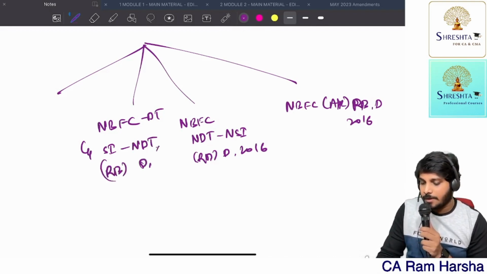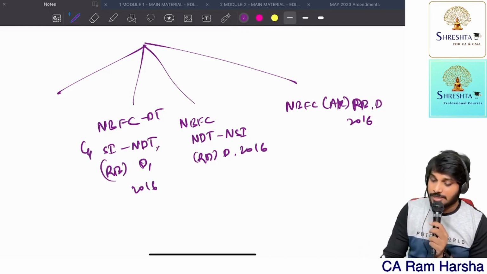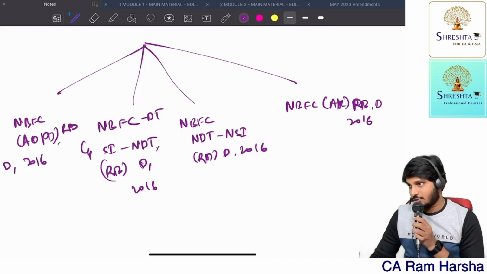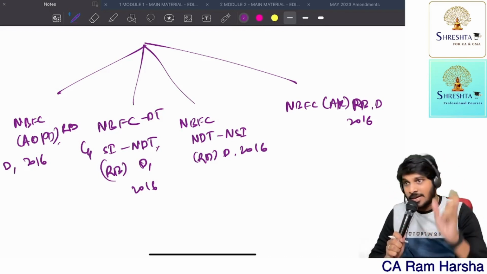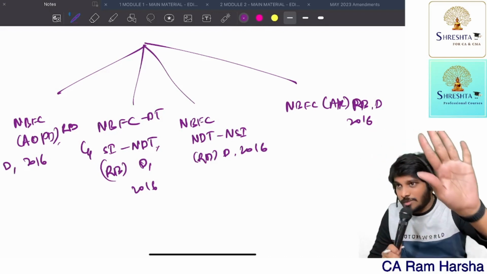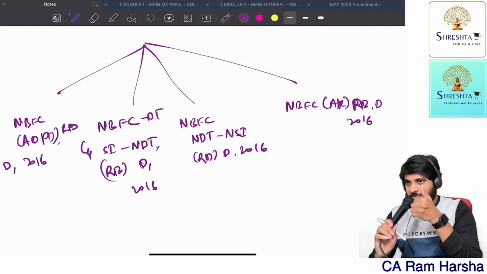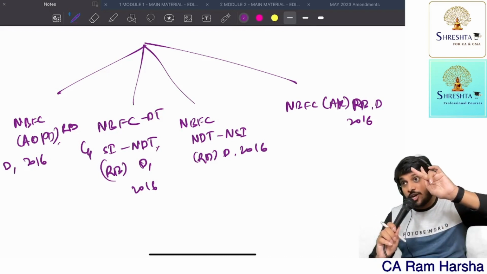Another set of directions that we are going to discuss is NBFC Acceptance of Public Deposits, Reserve Bank Directions 2016. Everywhere this is common: Reserve Bank Directions, starting with NBFC. What is changing is the category: for accepting public deposits, non-deposit taking non-systematically important, deposit taking, systematically important non-deposit taking.